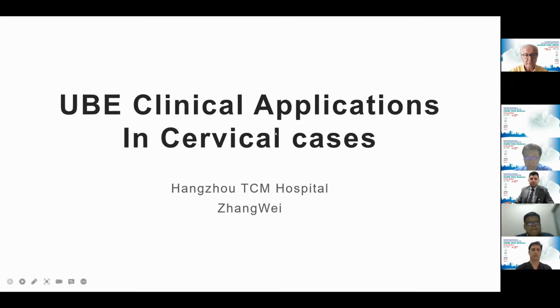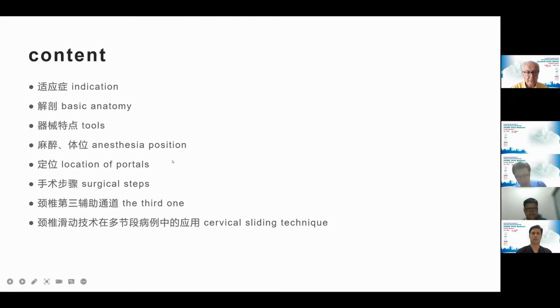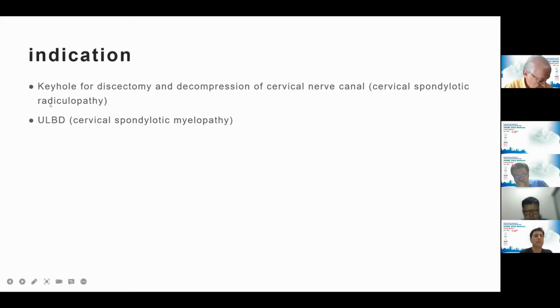Today's topic is the UBE clinical applications in cervical cases. They include the indication, basic anatomy, tools, the CCA position, the location of the portals, surgical steps, and other techniques. The indications in my center include the keyhole for discectomy and decompression of the nerve canal, URBD, the single open door, and the spare tip technique for CSM.